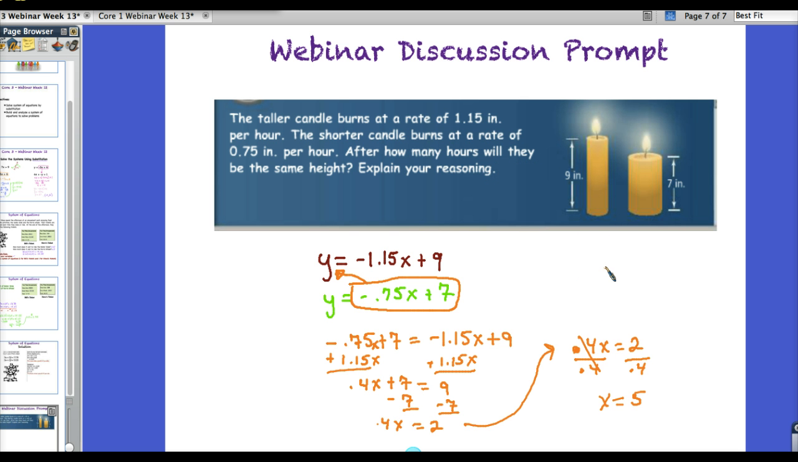Okay, so let me ask you guys this question to finish off. If I said to you guys, based on this, after 5 hours they'll be the same height, how could you figure out how tall they were going to be? Thoughtful question. Anybody who knows, feel free to use the chat as much as you want.